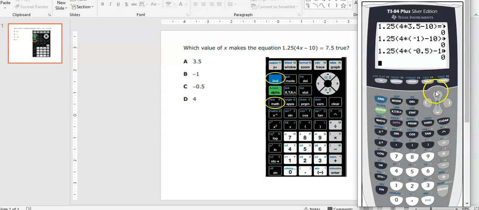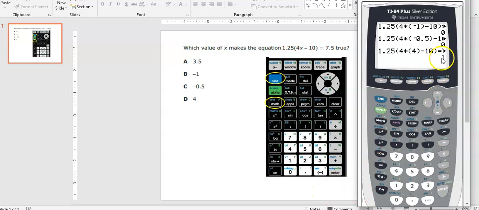Still not it. Well, it must be this 4, but we better go check. So I'm going to go up arrow. I'm going to backtrack to that negative 0.5, and I'm going to put a 4 right here, and I don't want any of that other stuff. So I'm going to hit delete, delete, delete. The delete is if you want to get rid of one thing at a time. Clear is if I want to clear out a whole lot. If I want to see what I've got typed here, I can left arrow, make sure I got it all typed correctly. 1.25, 4 times 4, minus 10, equals 7.5.